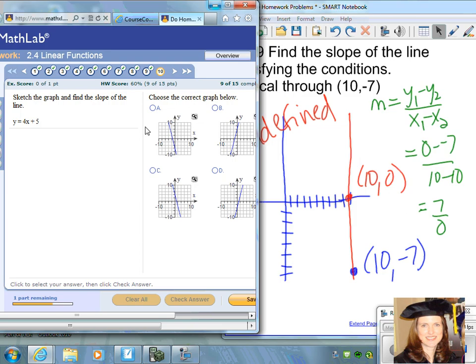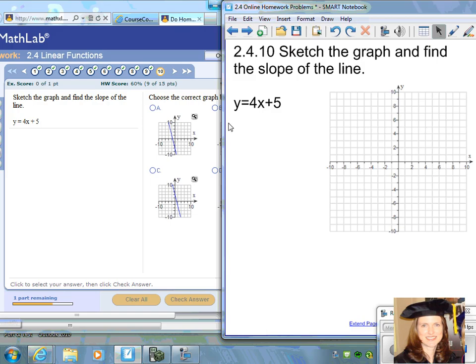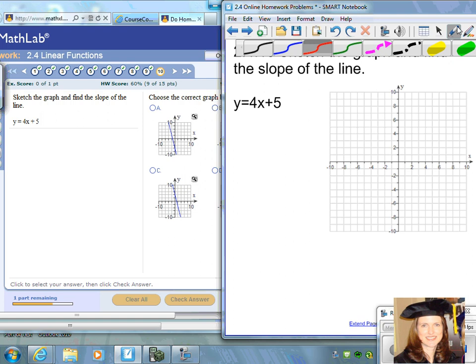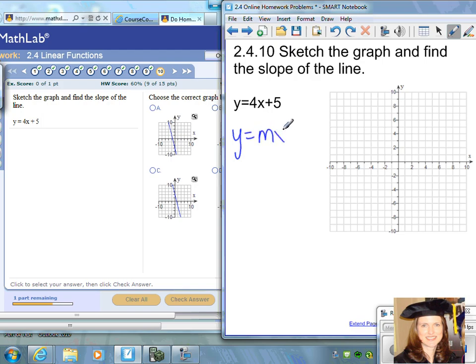Okay, now number 10, we're going to sketch the graph and find the slope of the line. In this case, you should start to begin recognizing slope and y-intercept form of a line, and you can actually do this several ways. This is in the form of y equals mx plus b. M is equal to the slope of the line. And when we talk about slope, we use the words rise over run. The rise is simply how much you're moving up or down the graph, and the run is how far to the right or left.